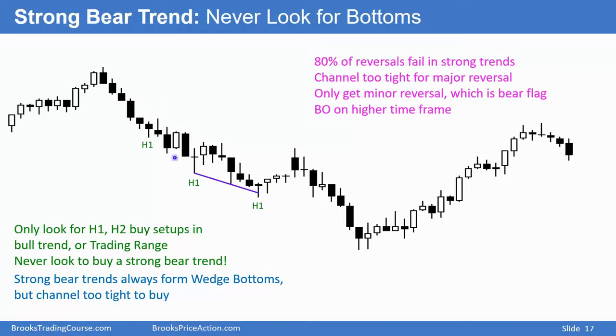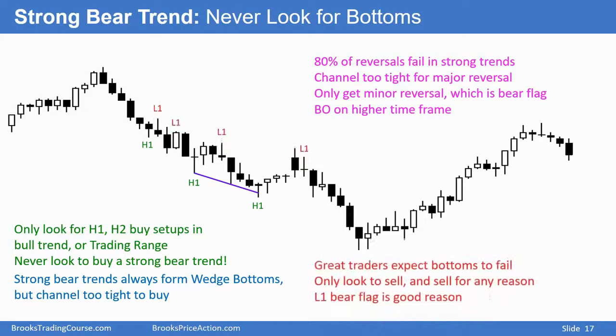Experienced traders know that, and they're not looking to buy, but they are paying a lot of attention to these buy setups because they expect they will fail and become bear flags. They are looking to sell. Instead of looking for high 1, high 2, high 3, high 4, they're looking to sell low 1, low 2, low 3. Pullback, low 1. Breakout, another pullback, low 1.